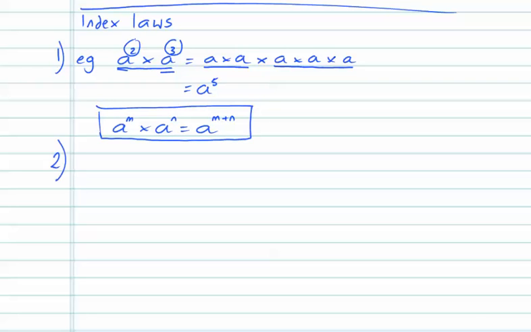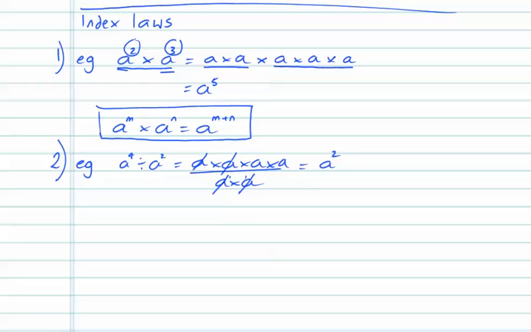Index law 2 is about dividing. If I've got a to the power of 4 divided by a squared, again if I expanded that out, a times a times a times a divided by a times a, remembering that we can cancel factors from the top and the bottom. That would leave me with 1 times 1 on the bottom here, which is of course 1, which in a fraction can disappear. My answer is a squared.